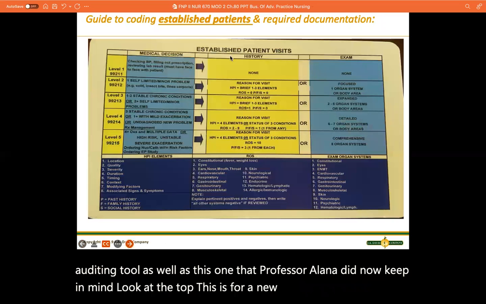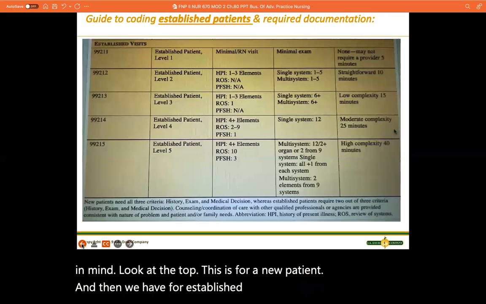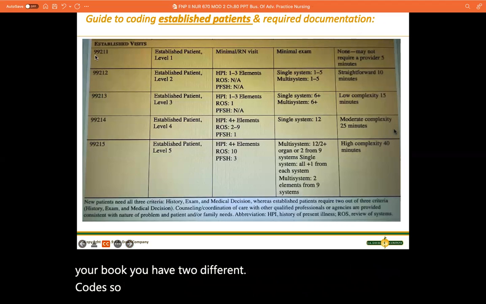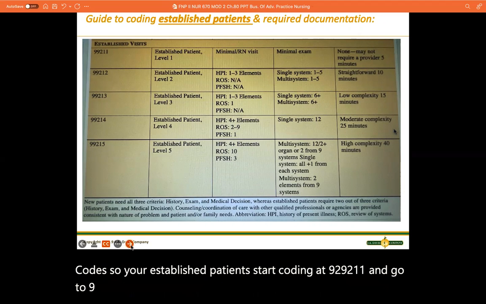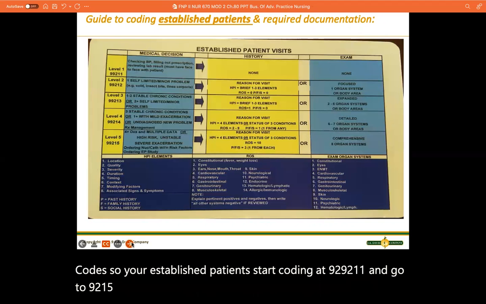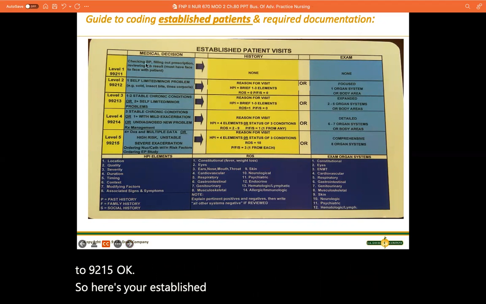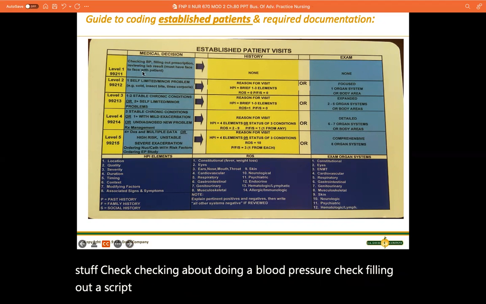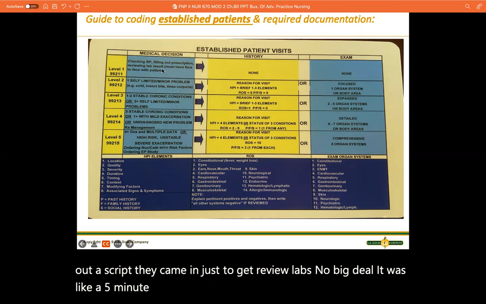And then we have established patients. Okay, same thing in your book. You have two different codes. So your established patients start coding at 99211 and go to 99215. Okay. So here's your established patients. A level 1 would be just basic stuff, doing a blood pressure check, filling out a script. They came in just to get review labs, no big deal. It was like a 5-minute conversation. All right, you're in, you're out. Okay, that's a level 1.